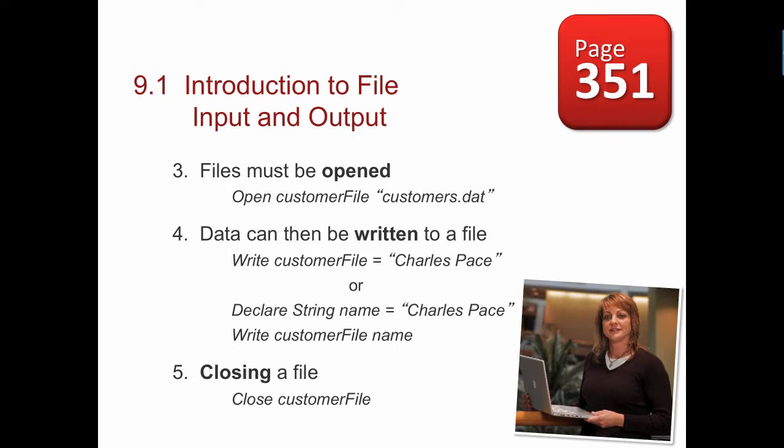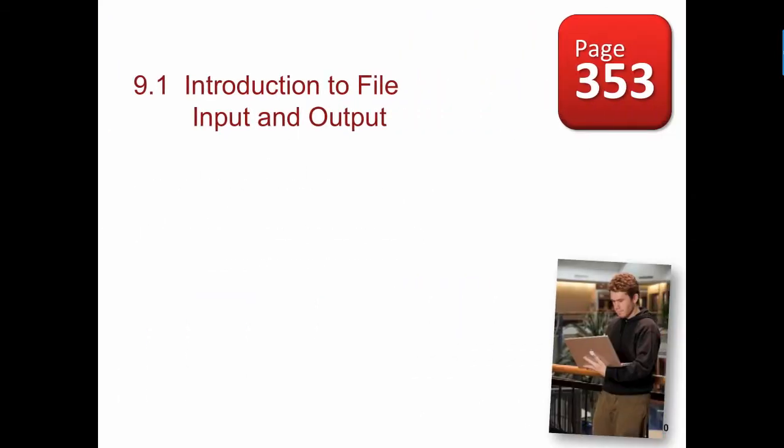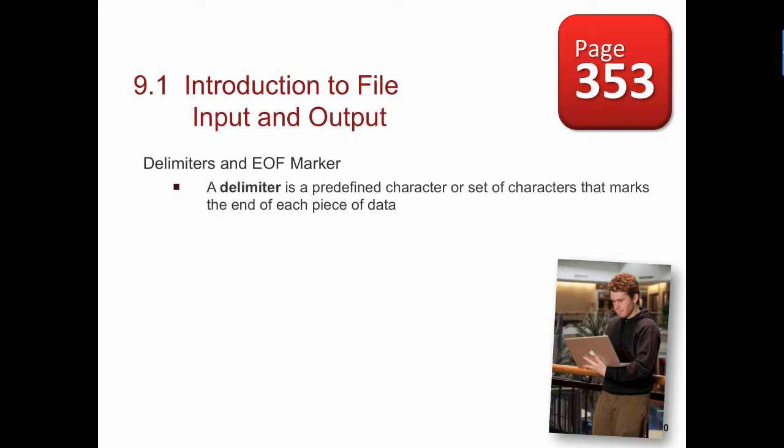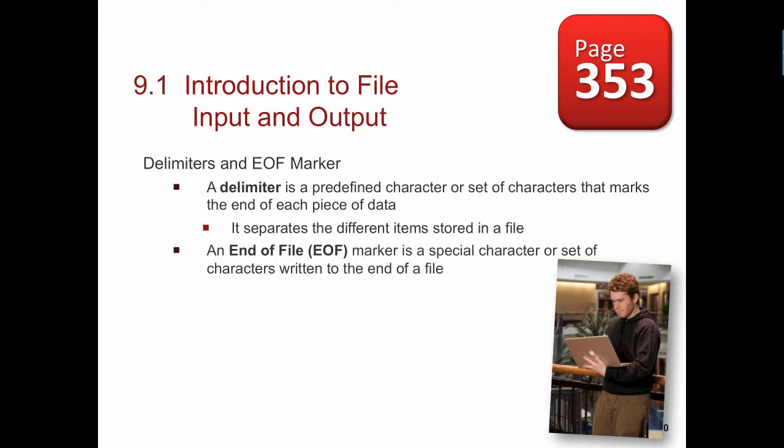A couple things about the structure of that data. First of all, there are things called delimiters and EOF markers. A delimiter is a predetermined character or set of characters that marks the end of each piece of data. So in many cases it's a comma, or it could be a semicolon. Basically it separates the different items stored in a file. However, the EOF is a marker or a set of characters that are written at the end of the file to mark the end of all the data.